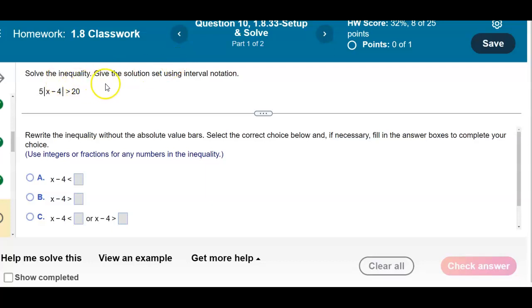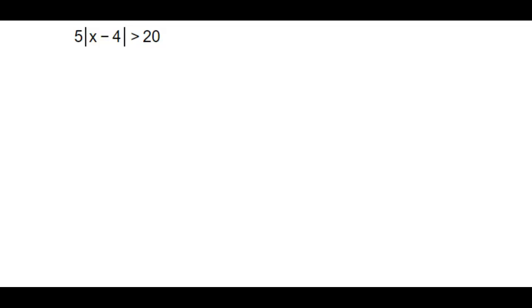Solve the inequality, and then give the solution set using interval notation. We have 5 times the absolute value of x minus 4, which is greater than 20. Okay, so the first thing we want to do is isolate the absolute value bars. In order to do that, we're going to have to divide both sides by 5, since it's being multiplied by 5. So for step 2, we're going to divide both sides by 5.